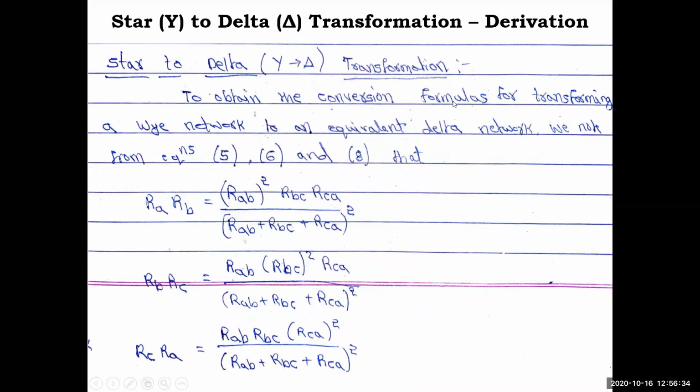So Y to delta. To obtain the conversion formulas for transforming a Y network to an equivalent delta network, we note from equations 5, 6, 8. They are the equations of RA, RB, RC. What we are going to do here is multiply the two adjacent terms, like RA RB, RB RC. Straight away I have written it because equations 5, 6, 8 are there in your notebook. So what I have done is I have multiplied RA and RB, that is equation 5 with equation 8.